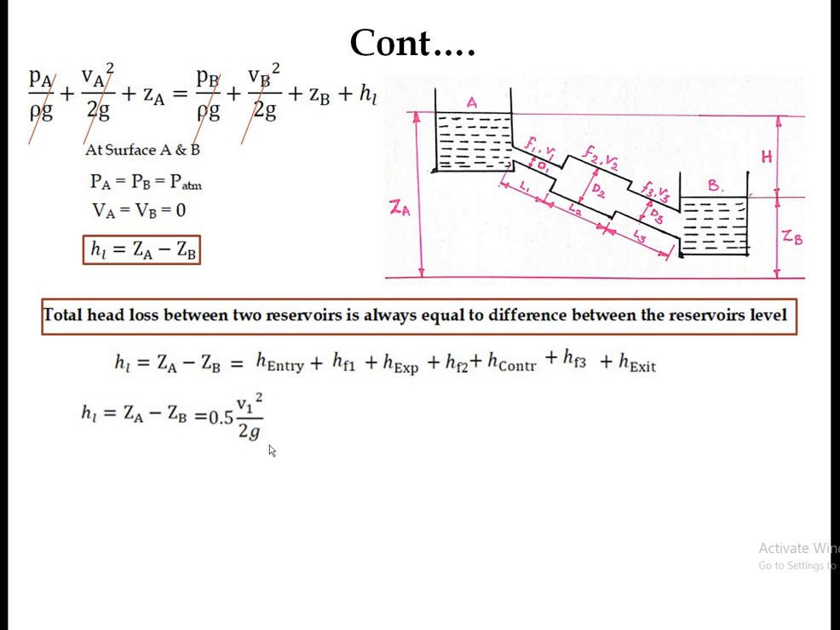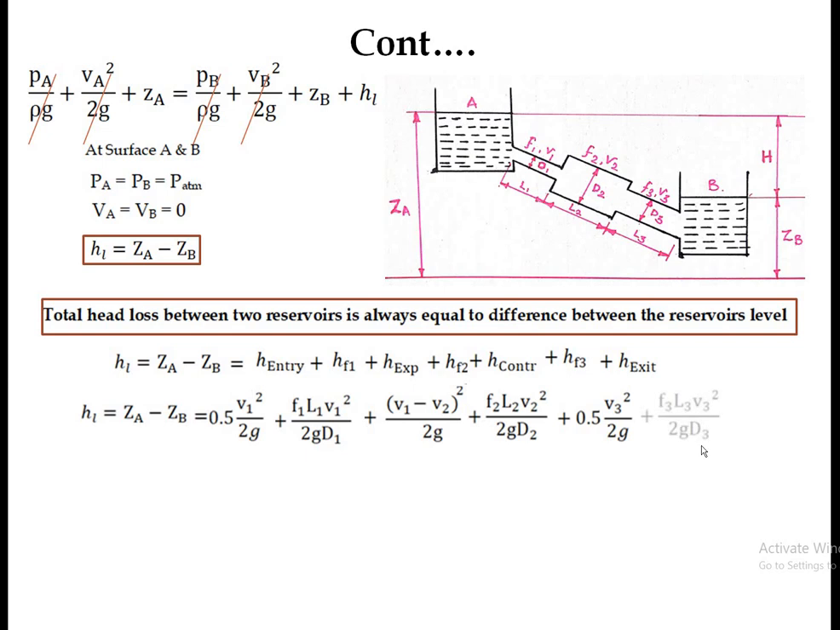Already we have seen this expression in major losses and minor losses. Plus for HF1, this is F1 L1 V1 square upon 2g D1. This is the head loss for the sudden expansion. This is the head loss when fluid is flowing through pipe number 2 due to friction. This is the head loss due to the sudden contraction. This is the head loss when fluid is flowing through pipe number 3 due to friction, and this is the head loss at the exit of the pipe. So this is the total head loss when fluid is flowing through these pipes which are connected in series.